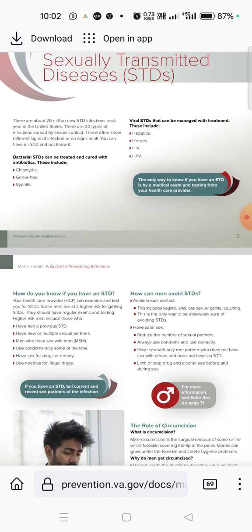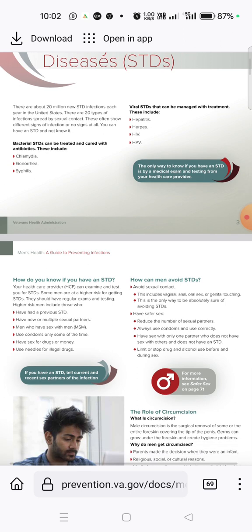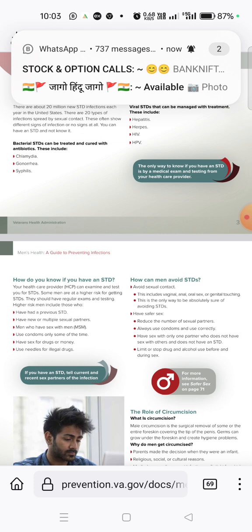Your health care provider can examine and test you for STDs. Your doctor or physician will examine you and test for STDs. Some men are at a higher risk of getting an STD. These men should have regular exams and testing.